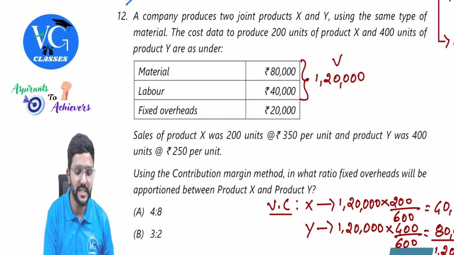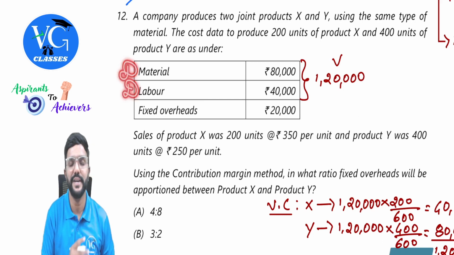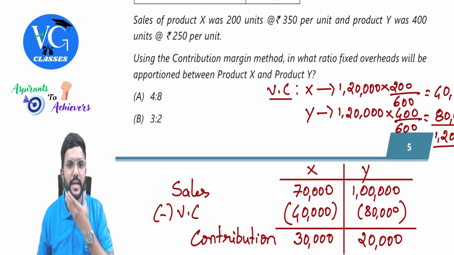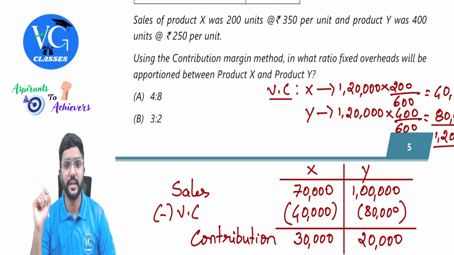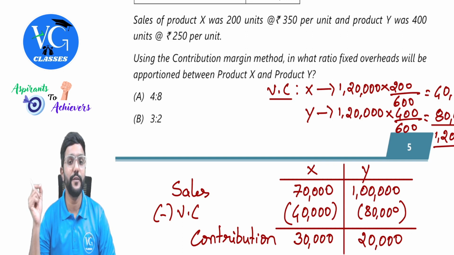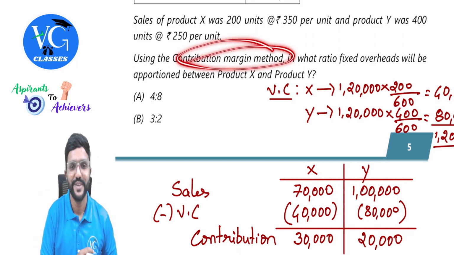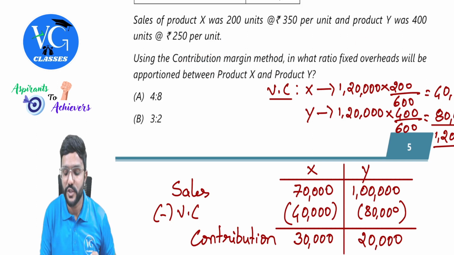Material and labor, assuming it is direct, will always be direct. They are variable. Sales of product X was 200 units at 350 rupees per unit, and product Y was 400 units at 250 per unit. This is the sales value of joint products. Using the contribution margin method, in what ratio of fixed overheads will be apportioned between product X and product Y?